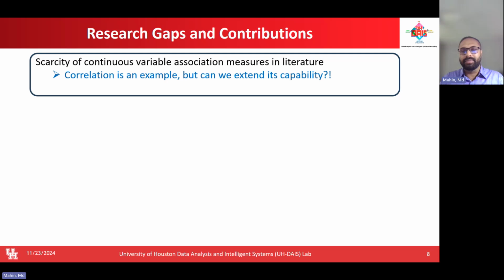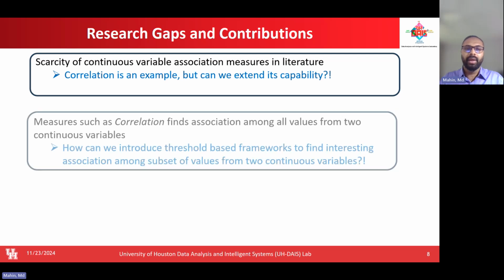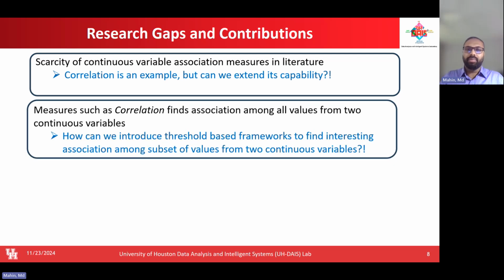Actually, in the spatial domain, there is not much work on multivariate association. Correlation is an example, the bivariate model is an example, but we are aiming to extend the capability of this type of research. Measures such as correlation or bivariate analysis find association among only two continuous variables, and they generally use the full domain of values, whereas we introduce thresholds to find different subsets of values and find the association among those subsets.